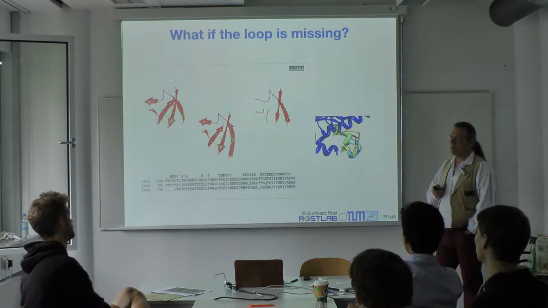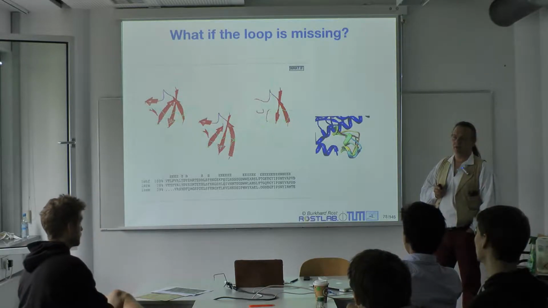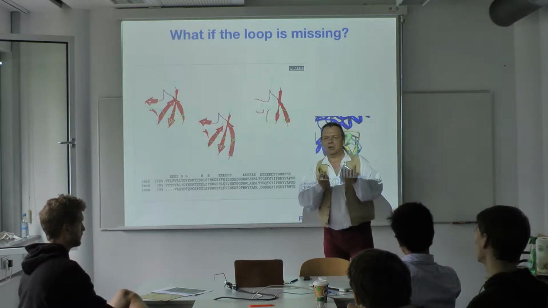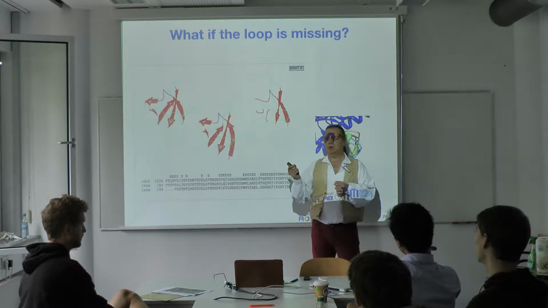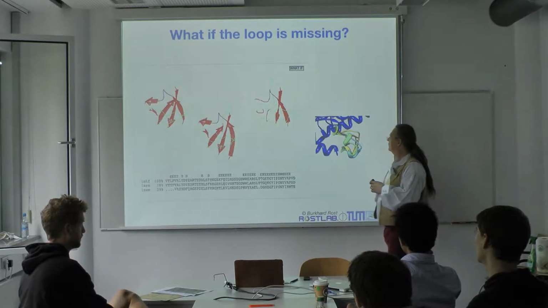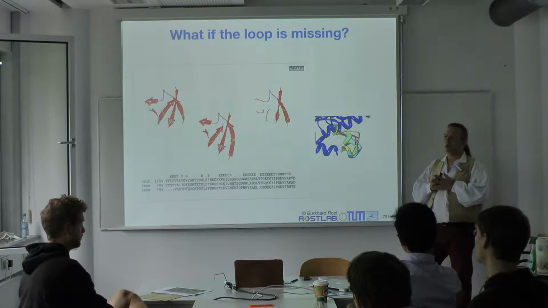Now, what if the loop is missing? So if you have essentially another part, so your query is a human protein, the human protein is a little bit longer, you have 5 additional residues. What can you do then? How could you model those?